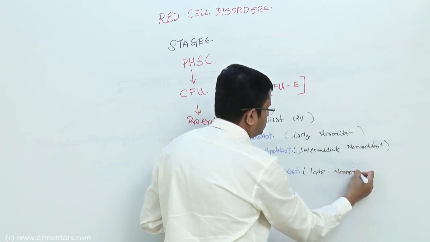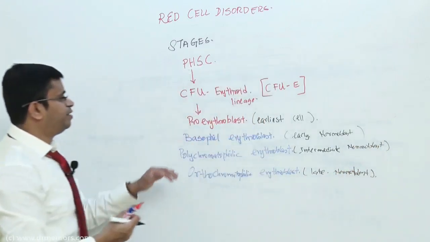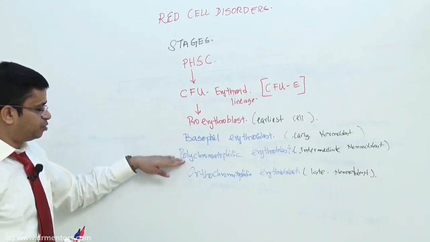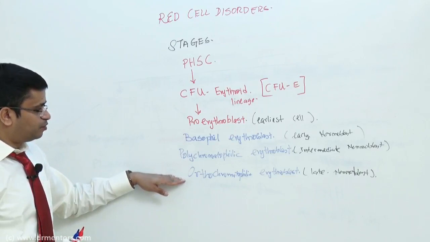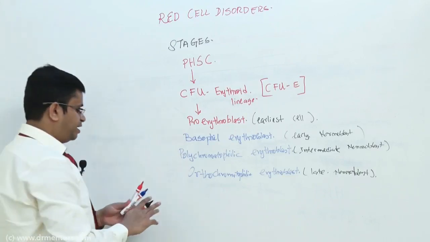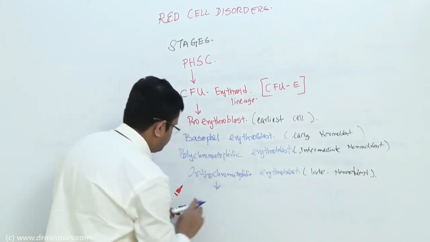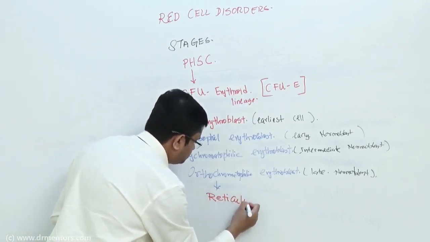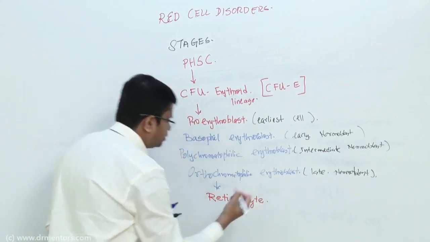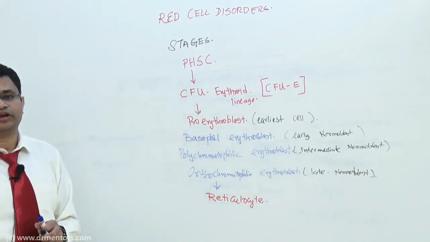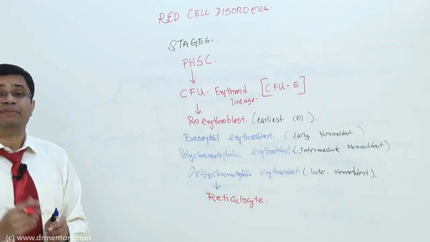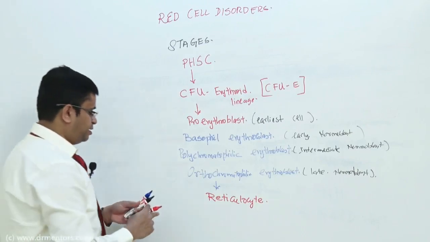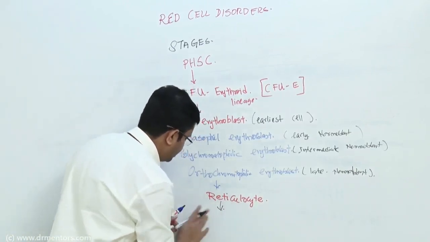That's all. It's easy now. So once we have the blast, that's your proerythroblast, it will give rise to basophilic erythroblast, then subsequently polychromatophilic erythroblast, orthochromatophilic erythroblast. Finally, it will end up in reticulocytes. Reticulocyte is the penultimate step in your erythroid production. Finally, it gives rise to the erythrocytes.